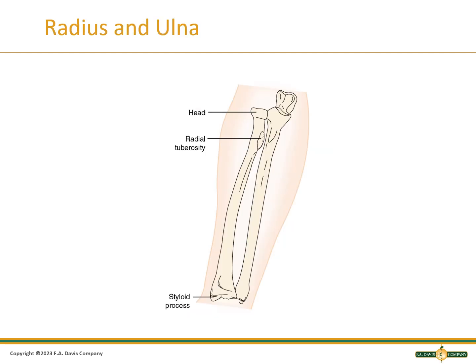We can also look at our radius and ulna, but we're going to talk about these a little bit more in depth when we get down to the elbow and forearm. But we've got the head of the radius and the radial tuberosity. Radial tuberosity is going to be where our biceps attaches. And then our radial styloid process, which we know how to palpate so that we can find our brachioradialis reflex.